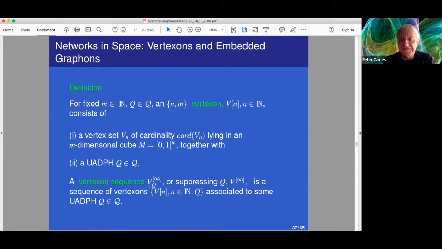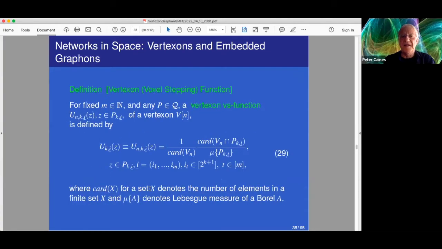Now, the situation we always think of is that you're putting in more and more points as you go along. You can think of the cardinality of Vn being n, and then at each step you put in another point. So you're adding vertices, and of course the edges of the graph which go with it.